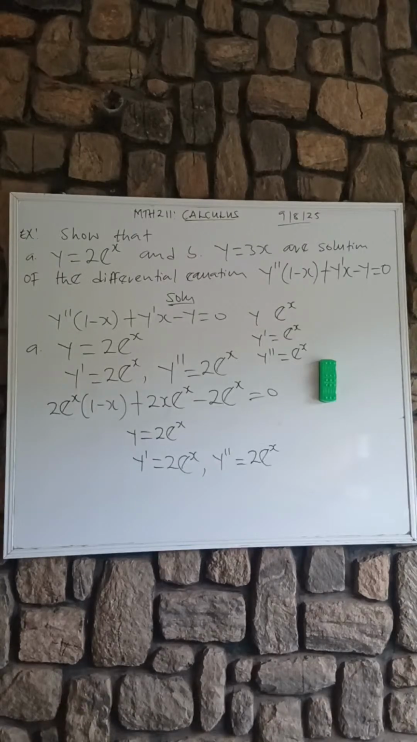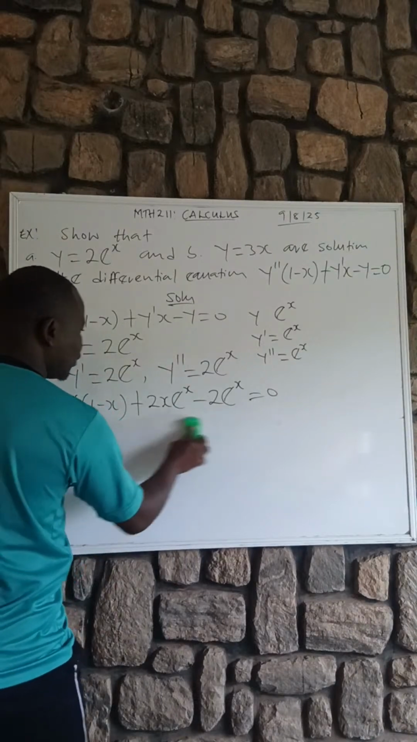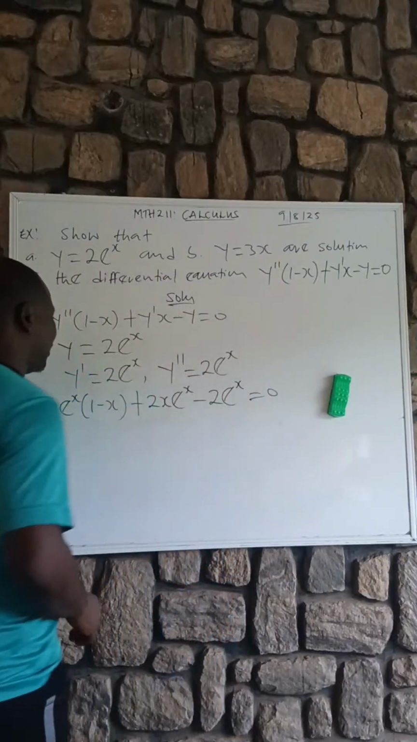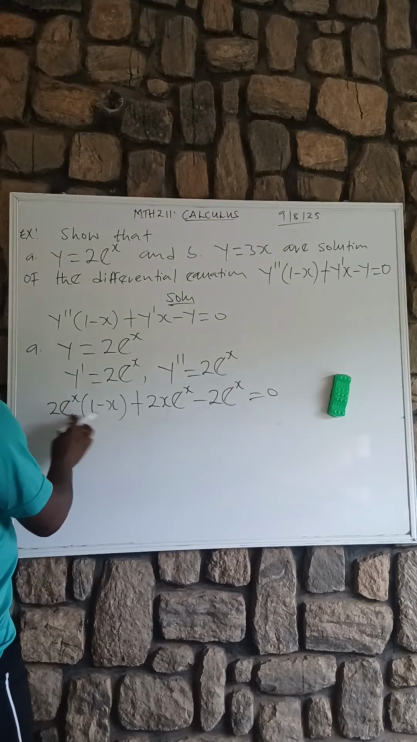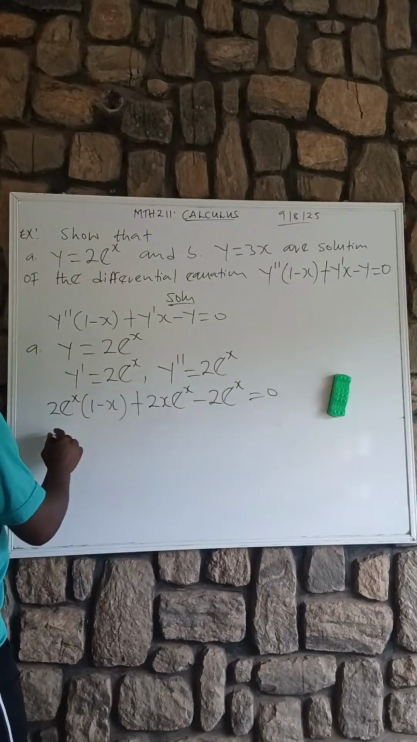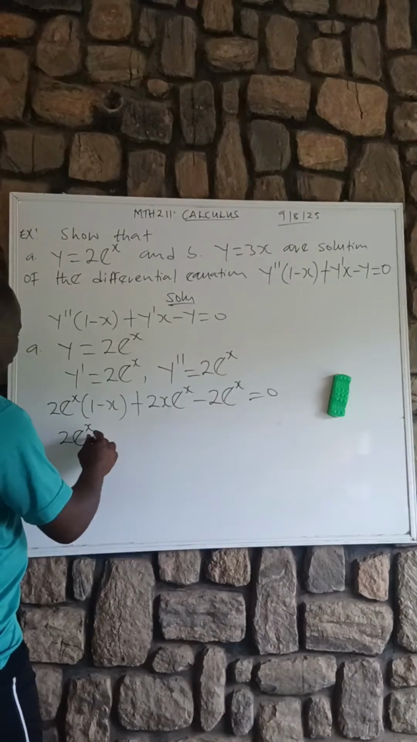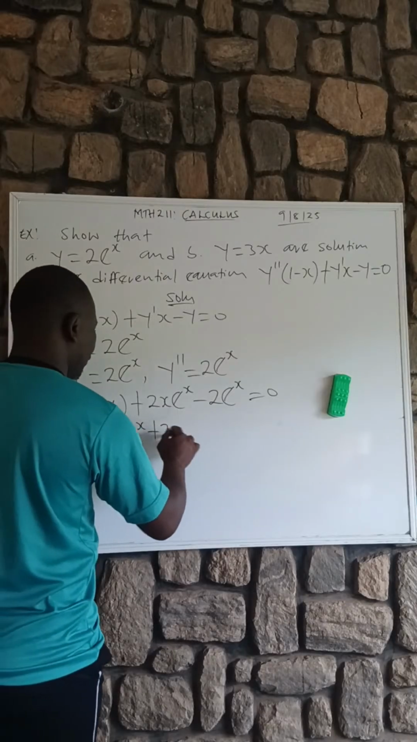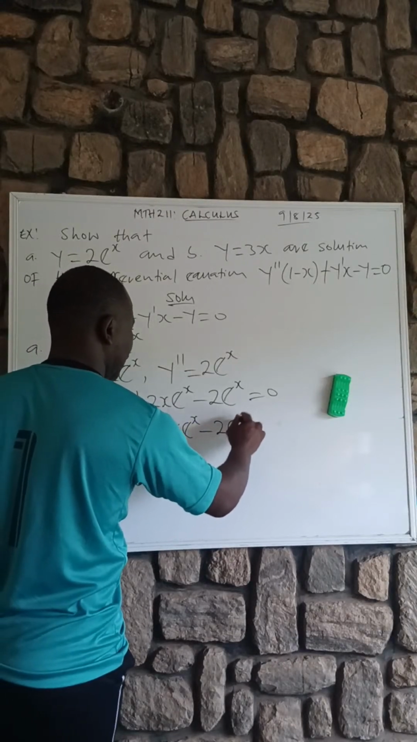It's okay, so let's proceed. What is left for us is to show that this function is a solution to this second order differential equation. So we have to multiply out the bracket. 2 exponential x times 1 is the same thing as 2 exponential x. Then 2 exponential x minus x, we are going to have minus 2x exponential x, then plus 2x exponential x minus 2 exponential x equals 0.